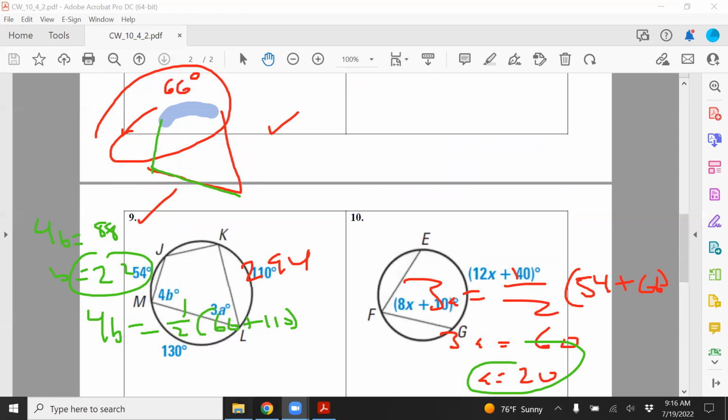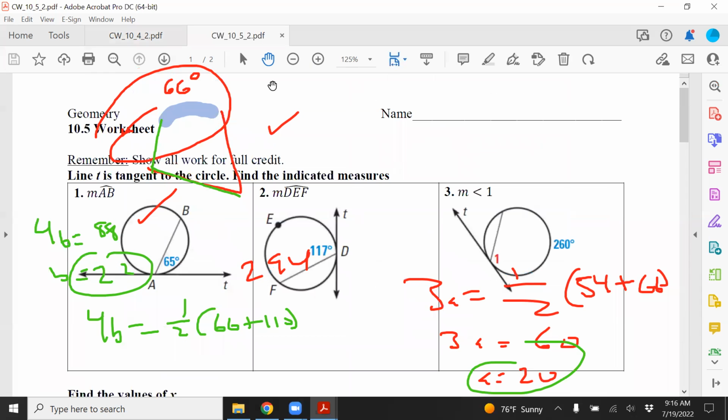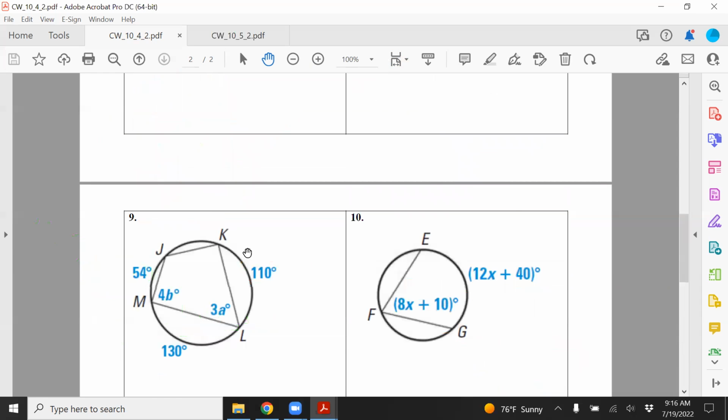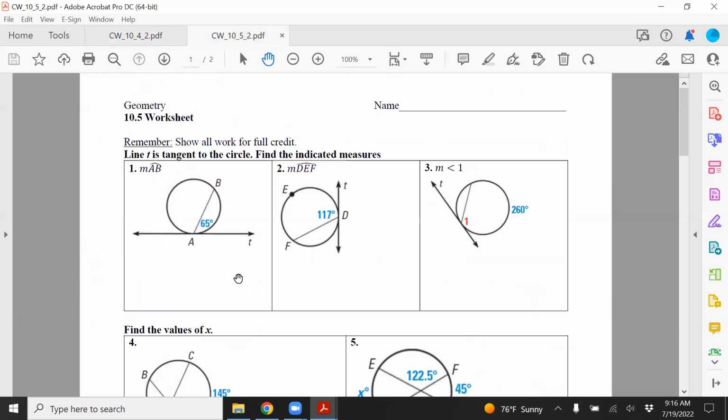Okay. Let's talk about 10.5.2. Clear. Again, look at the odds. You want arc AB, that's 130. Remember, when you have a chord and a tangent, it's half of the arc it intercepts. The angle's half of the arc it intercepts.